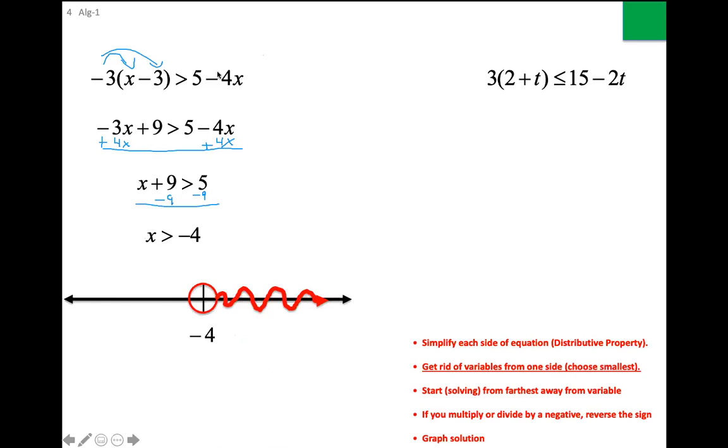All right, let's see. Second one. Yeah, we've got the distributive property, so I distribute both of those. We get 3 times 2 is 6, and 3 times t is 3t. We've got t's on both sides. I think we should move the smaller. So I'm going to add 2t. I'm not multiplying by a negative, so I don't flip the inequality. So I'm adding 2t to both sides. That would give me what, 5t?